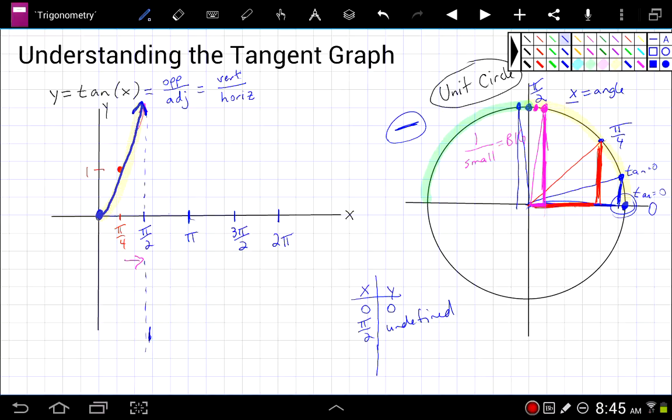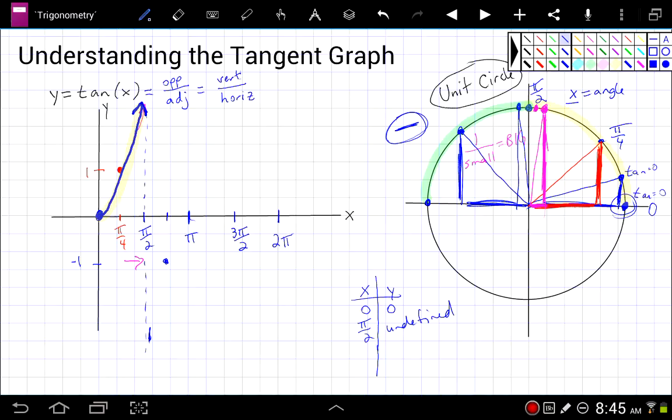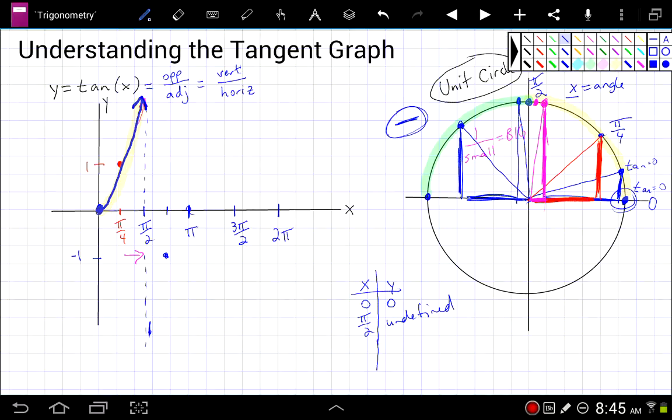And I bet you can guess that halfway between pi over 2 and pi, if I look at my reference triangle, my vertical side and my horizontal side are equal. So again, I get a ratio of 1, but it's a negative 1. So I'll mark a negative 1 now, and I'll have this point. And at pi, of course, tangent again equals 0, because the vertical side is 0 and the horizontal side is negative 1. So at pi, I'm at 0 again. And so this part of my graph looks like this.